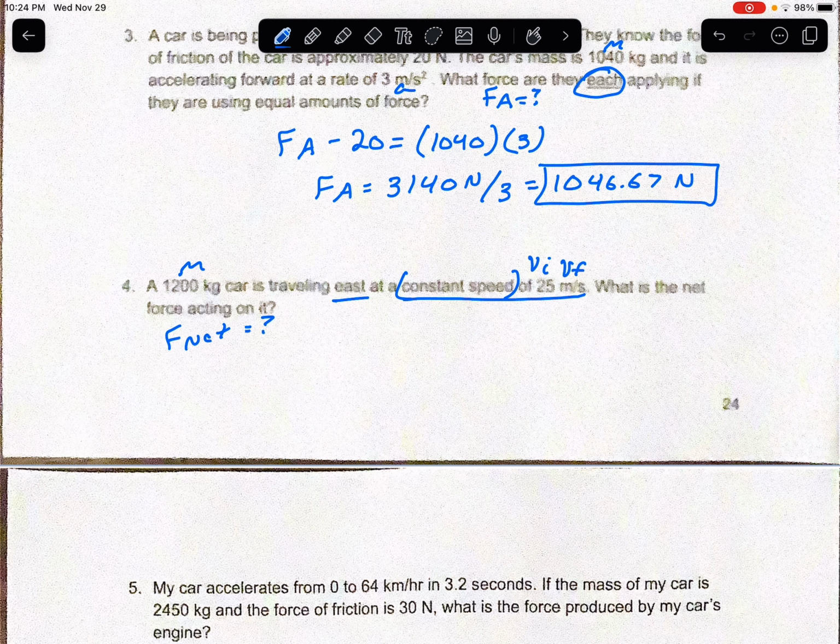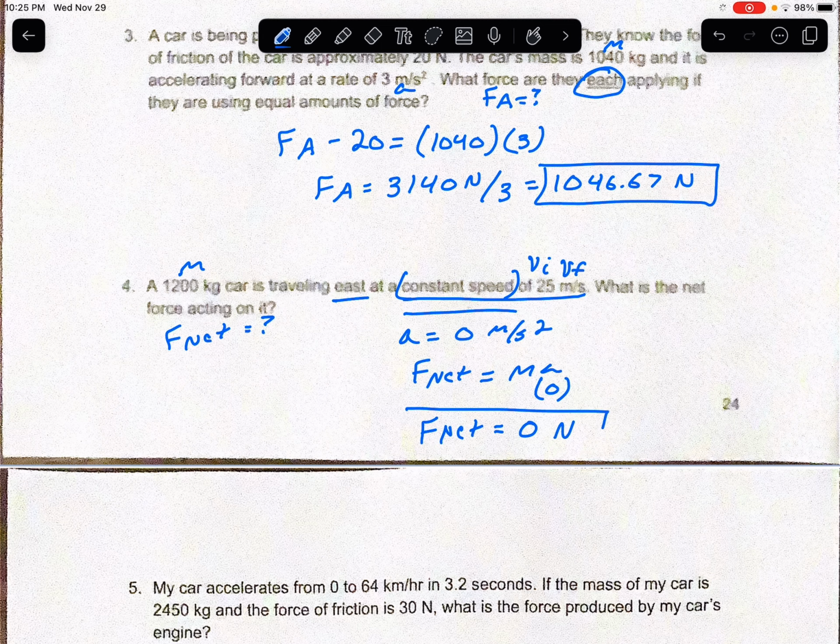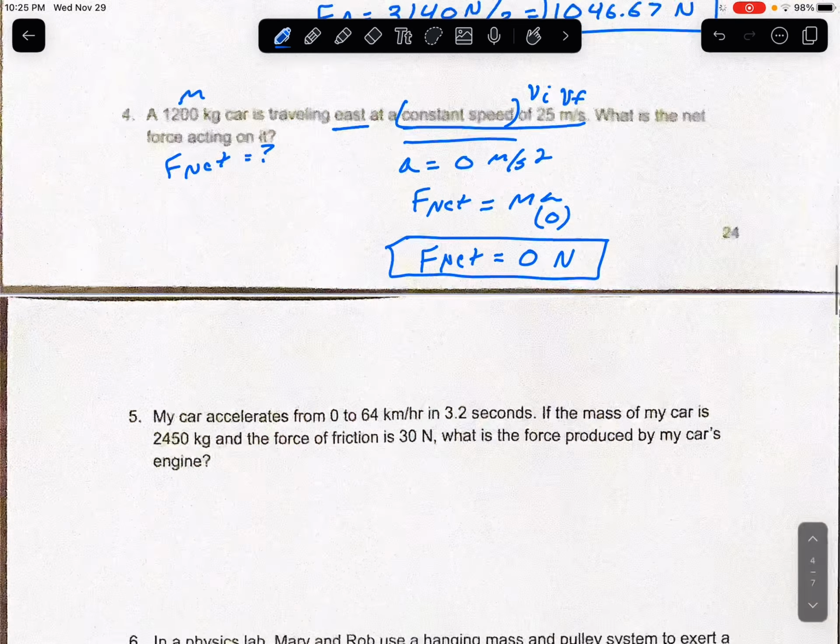You could try to do Daffy T on this, where you do VI and VF, but we didn't give you time. We don't have acceleration, and you don't have distance, so you can't really do that. The key thing here is constant speed. If you have a constant velocity or speed, that means acceleration is 0. And if you look at the equation F net equals ma and plug in 0 for a, it does not matter what mass is. That mass could be anything. Anything times 0 is 0. So therefore, the answer for this question is F net would be 0. So just watch out for that constant velocity.